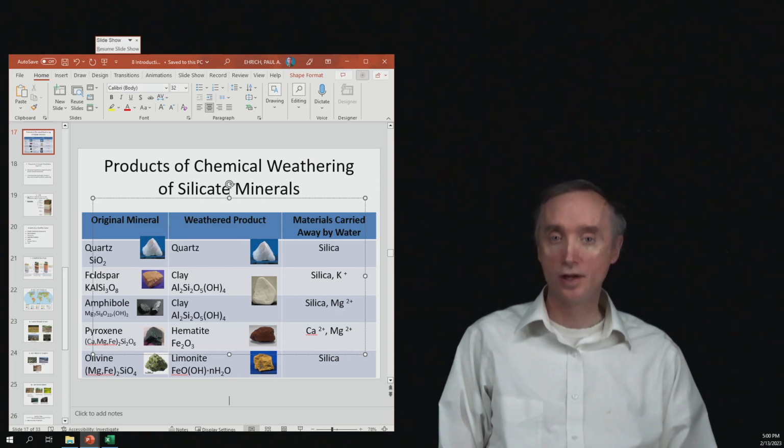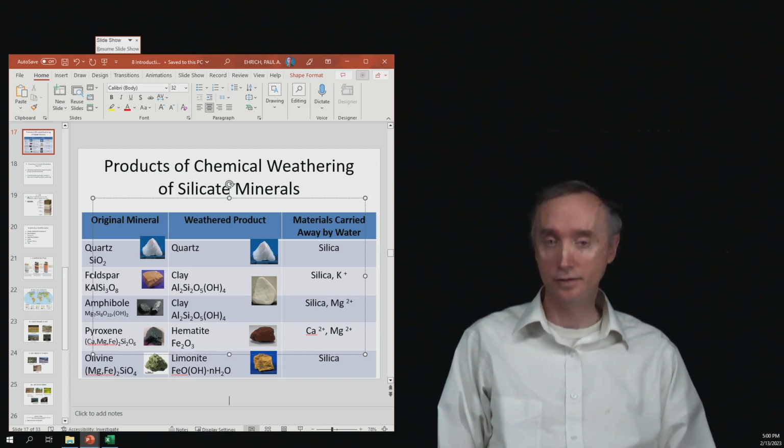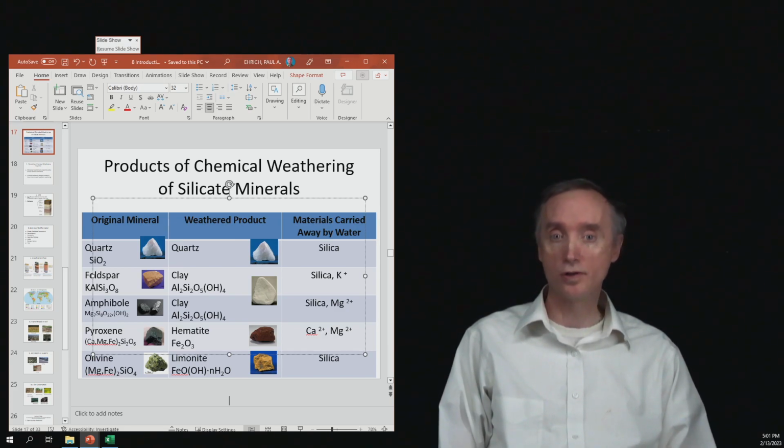So the important thing is not necessarily to know all of these chemical formulas, but to know that the things that tend to survive chemical weathering at the surface are going to be quartz, clay, and then rust in some form or another. And then other stuff gets washed away in the groundwater. So that's what I want you to get out of that.